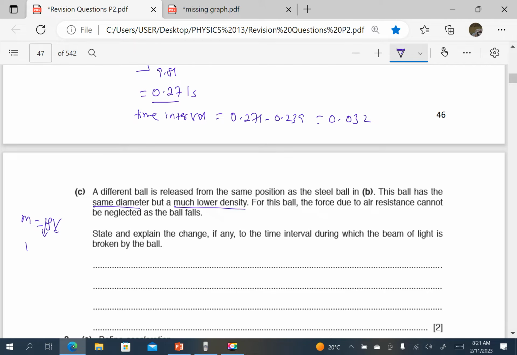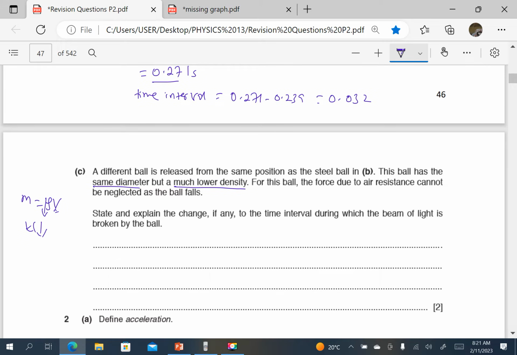It has a smaller weight. So the weight is going to be smaller. State and explain the change, if any, to the time interval during which the beam of light is broken by the ball. Since it is now lighter, it means the effect of air resistance could be greater. So the air resistance is going to be greater. Therefore, it is most likely going to take a longer time to reach because of the smaller size.